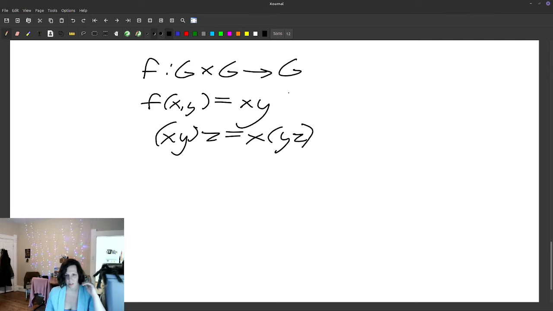But because I liked abstraction, I was like, why should I assume that that's the case? Why can't I just have any function that I wanted that had this type, that took pairs of things to another thing? And so, of course, one can. And if you don't bother with any particular axioms, and you just have a function like this, that's what's called a magma.